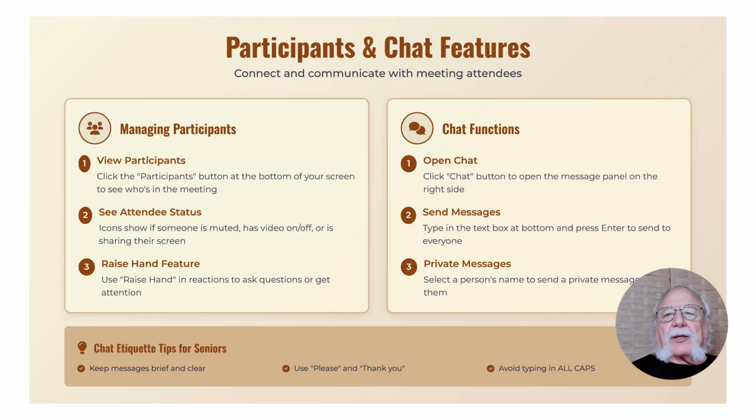The participants panel shows everyone in the meeting, their names, and whether they're muted or on video. You can see who's speaking, who's raised a hand, and when people join or leave. Chat lets you communicate without interrupting the speaker, send messages to everyone, or privately to individuals. Just click chat, type in the box, and press enter. You can also share files with the attachment icon. Keep in mind that the public chat is visible to all, while private messages are only seen by you and the recipient.